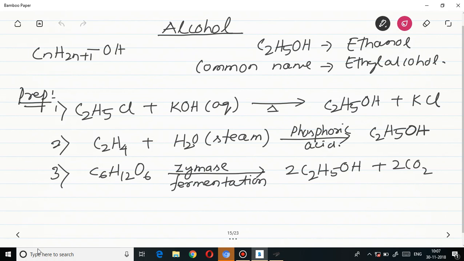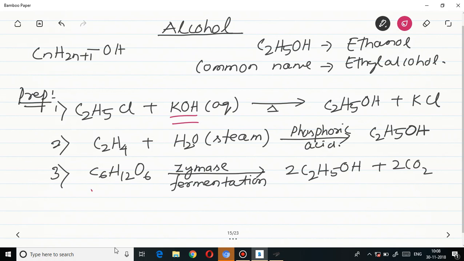Preparation. The first method of preparation is boiling with aqueous KOH. We have done that. It will remove chlorine and put OH in its place. So C2H5OH will be prepared and KCl will be removed. Again, if I take C2H4 and add water to that, C2H5OH will be formed in phosphoric acid. I have told you, if from alcohol I remove water, alkene will be there, and in alkene, if I add water, alcohol will be prepared. But remember, this water will not be normal water, not cold water, it will be steam.